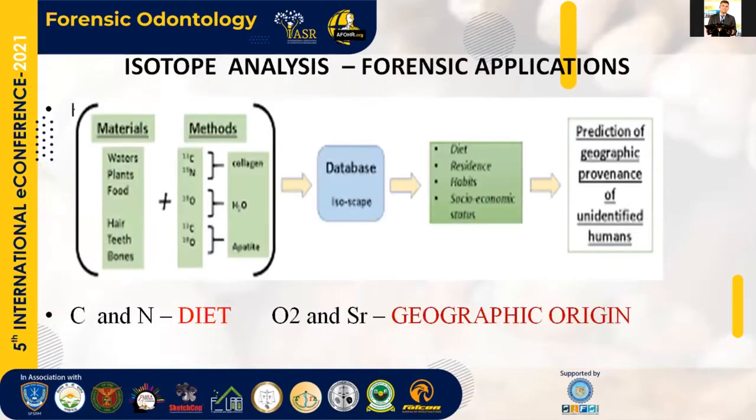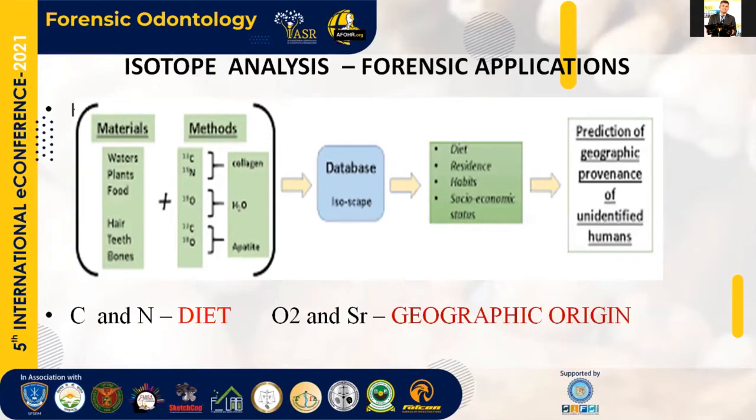Now, this slide tells us how the predictive models can be built. Here we are seeing the materials and methods, that is, isotopic analysis of water, plants, food, and the tissues that could be present at the site, for example hair, teeth, and bones. Now you can see carbon, nitrogen, and oxygen ratios. The numbers represent the total isotopic composition of that particular tissue.